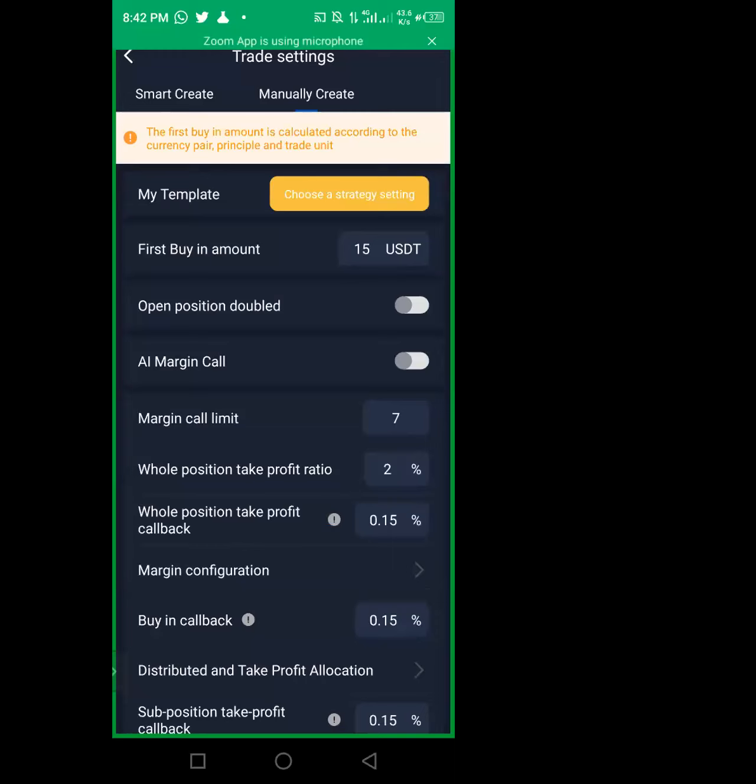Now my template, choose the strategy settings. This one is if you have saved your settings. We'll still touch this one. This my template is where you import. Maybe you have saved settings for $100 trading capital, for $200 trading capital, for $300 trading capital. So any coin you want to enter, you just click on choose strategy, and you now select any one.